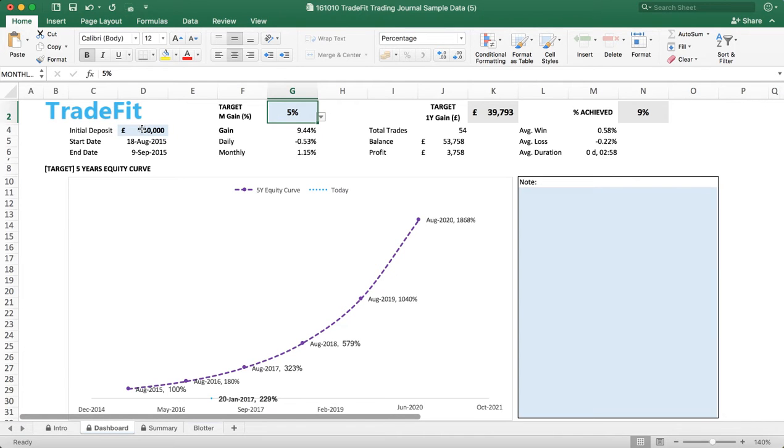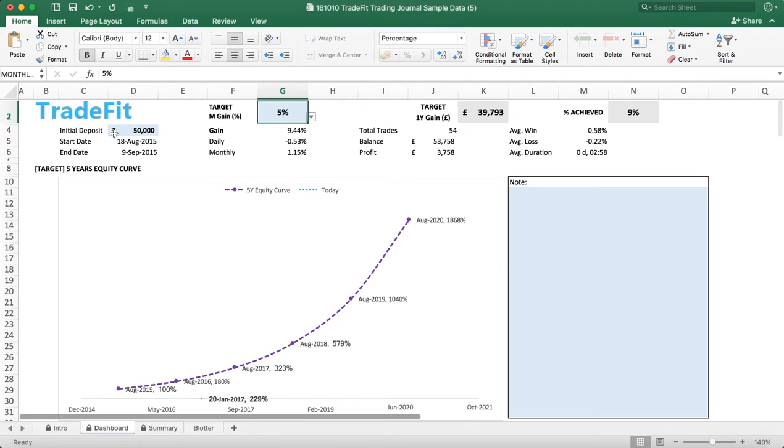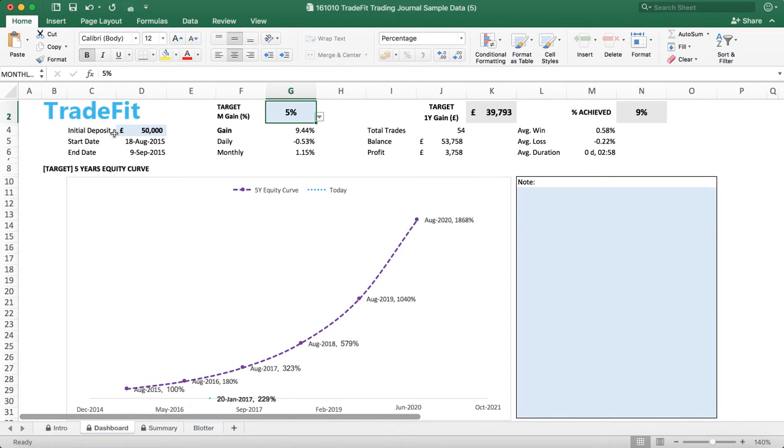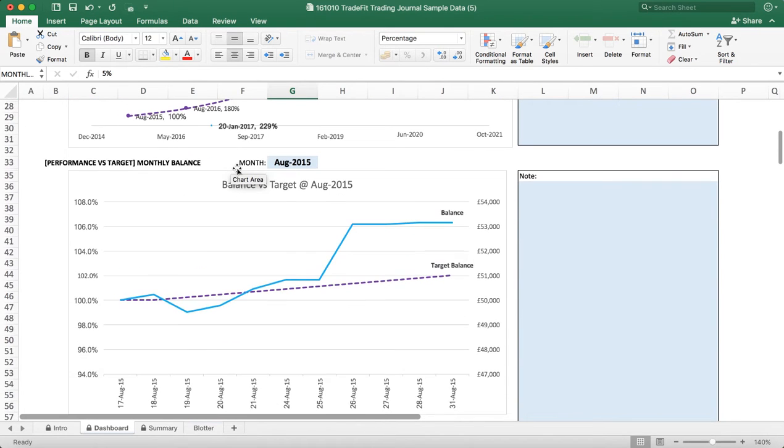In terms of our initial deposit, this can be changed in the top left just here to fit the right amount. At the moment that's a pound sign. If you're in the United States, you can change that to a dollar, or if you're in Australia, New Zealand, Canada, just change that to a dollar, or just keep it as a pound and use it as dollars as well.